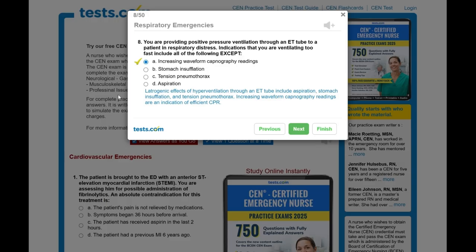A. increasing waveform capnography readings. Iatrogenic effects of hyperventilation through an ET tube include aspiration, stomach insufflation, and tension pneumothorax. Increasing waveform capnography readings are an indication of efficient CPR.